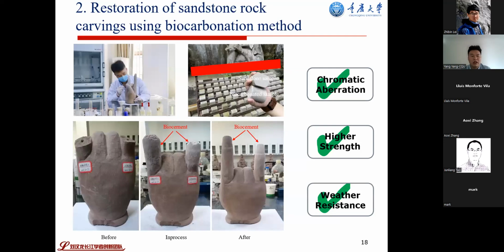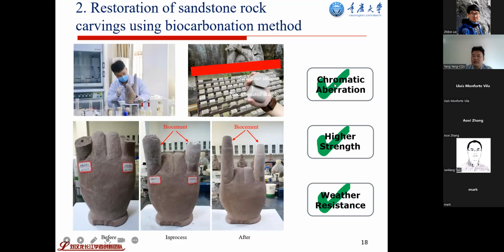Okay, this is my work. I'm doing the work to repair the Buddha's hand finger, which got damaged. So we use our biocarbonation method to repair this. And finally, we have these three requirements satisfied.